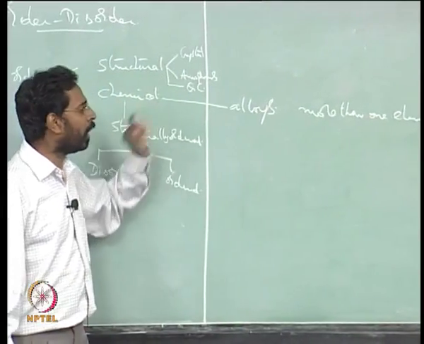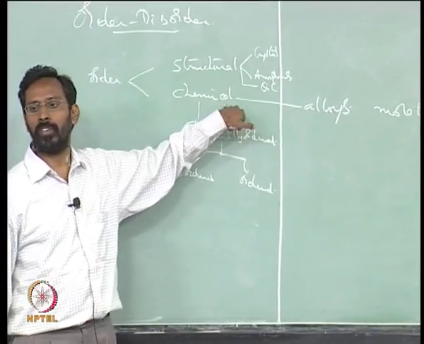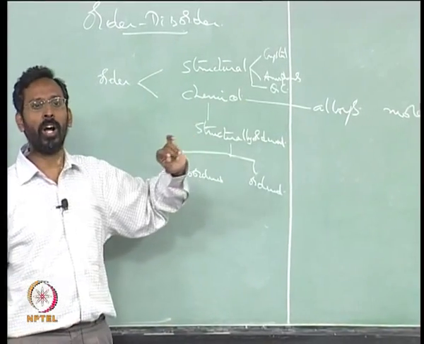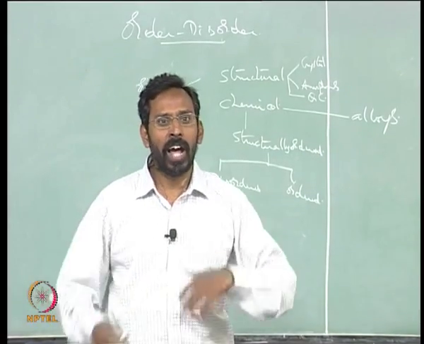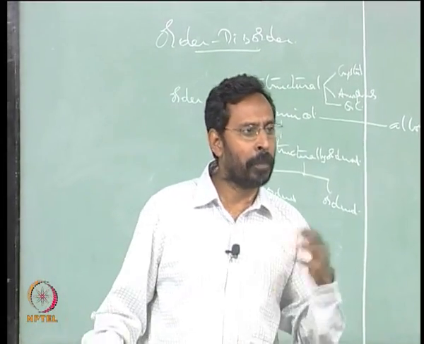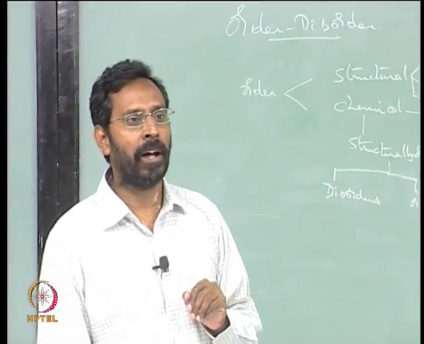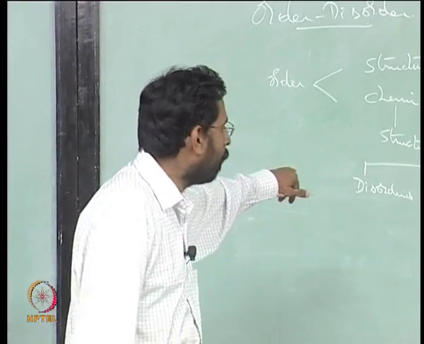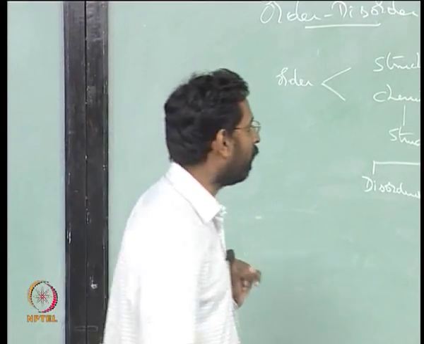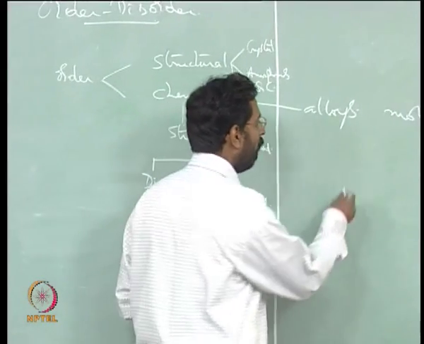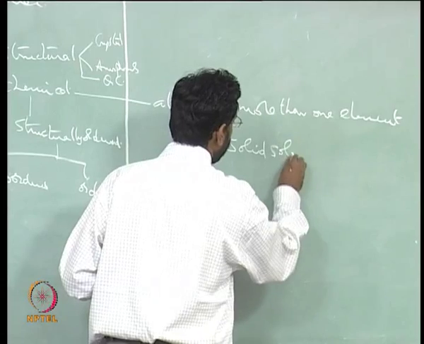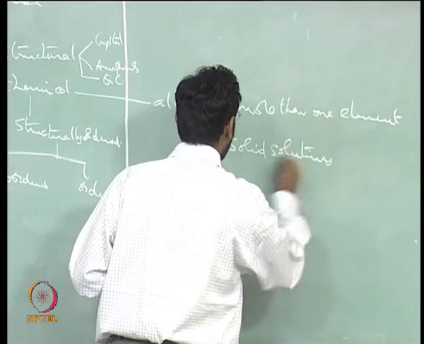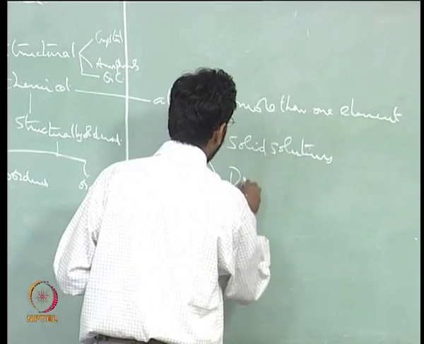When you have more than one element present, then only we talk of chemical order. Then we talk about how each element is arranged inside the unit cell. If they are randomly arranged, if there is no preferred site for any one of the elements, we call it chemically disordered, and such materials are usually called solid solutions or disordered compounds.